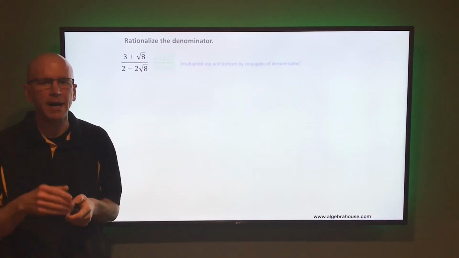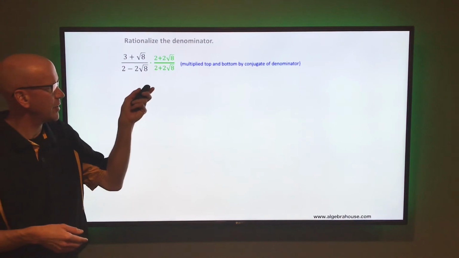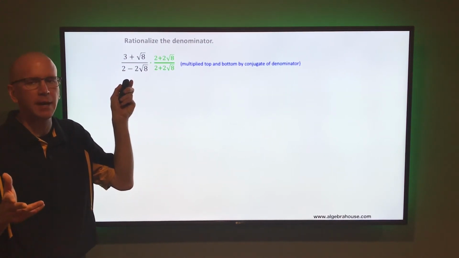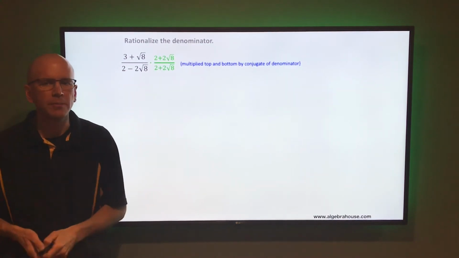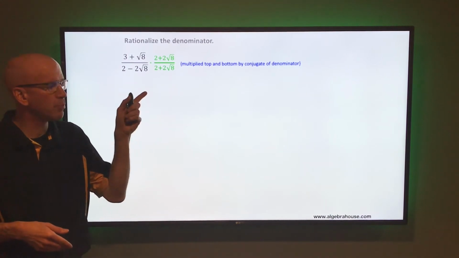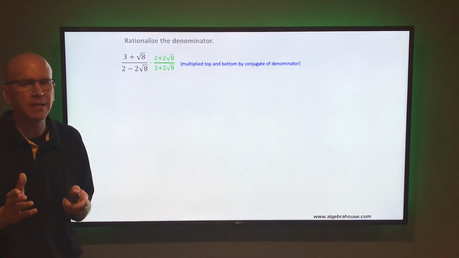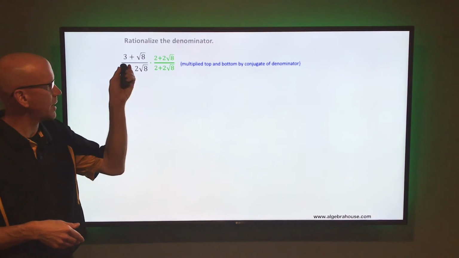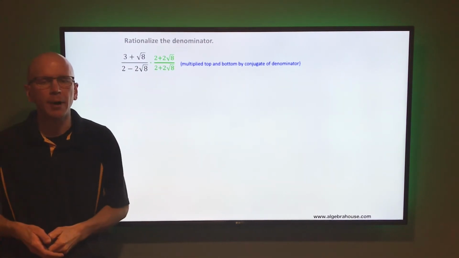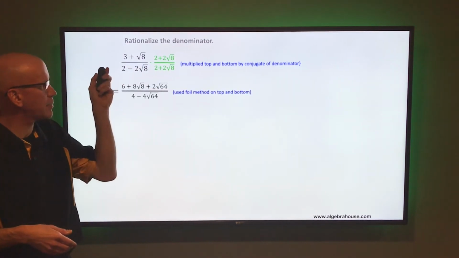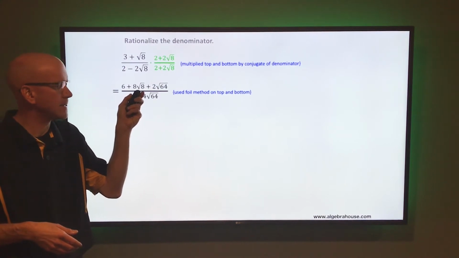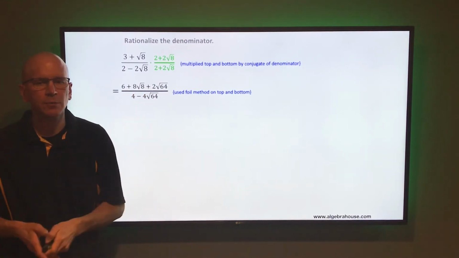The only way to get rid of the radical sign from the denominator with this binomial involving that radical sign is to multiply the top and bottom by the conjugate of the denominator, which is the same thing as the denominator, just a different sign between the terms. So we're multiplying the top and bottom by 2 plus 2 times the square root of 8. That is the conjugate of the denominator. On top, you're going to use the FOIL method or distributive property. If you use the FOIL method or distributive property on top, you will get 6 plus 8 times the square root of 8 plus 2 times the square root of 64.